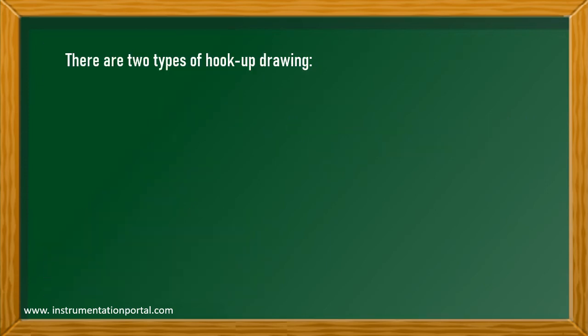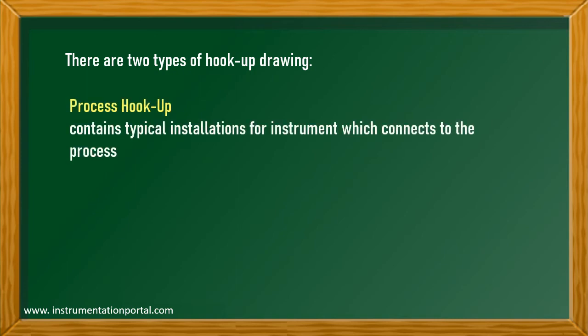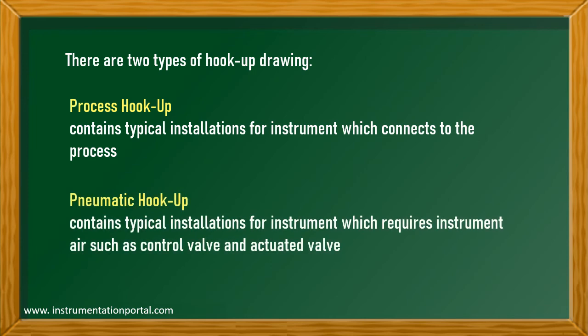There are 2 types of hookup drawings. Process hookup. This hookup drawing contains typical installations for instrument which connects to the process. Pneumatic hookup contains typical installations for instrument which requires instrument air, such as control valve and actuated valve.